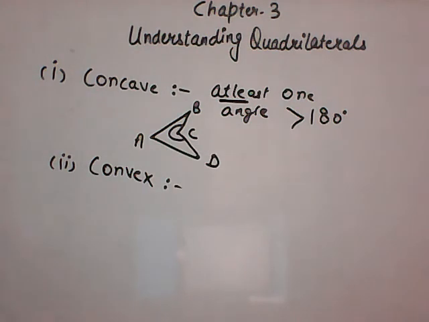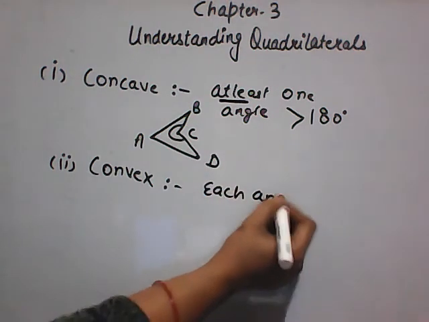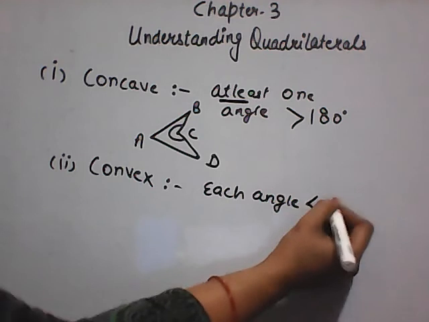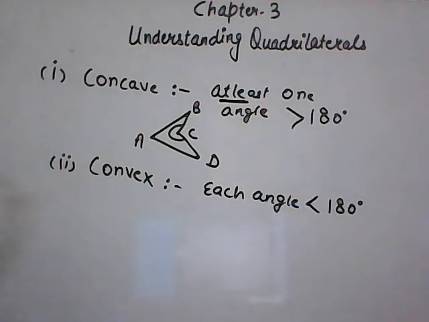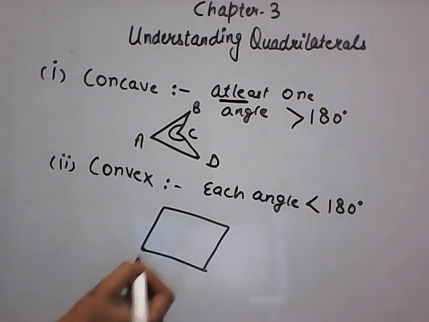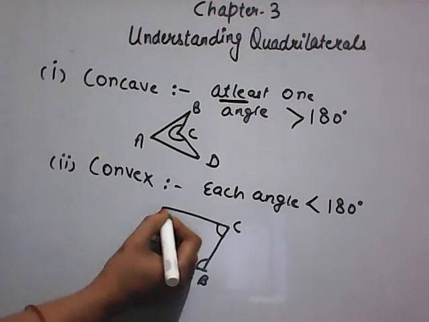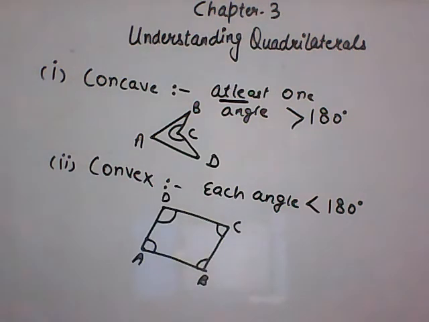Next one is convex polygon, a polygon in which each angle is less than 180 degrees. Suppose this is a polygon. Here it is angle A, angle B, angle C and angle D. Here the measurement of each angle is less than 180 degrees. So this type of figure is known as a convex polygon, as this figure is bounded by only straight lines and each angle is less than 180 degrees.